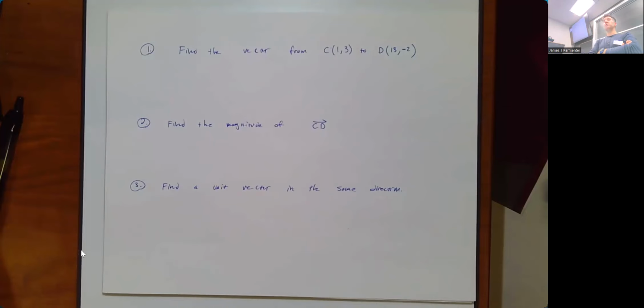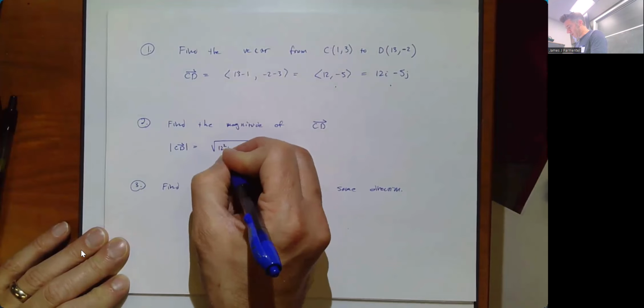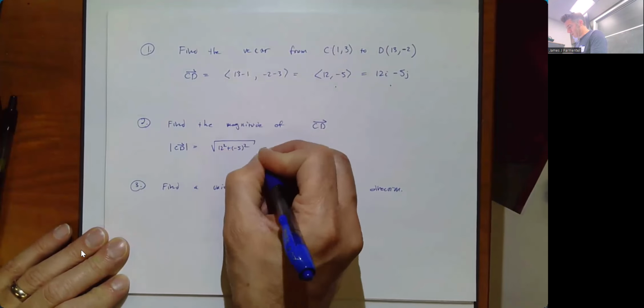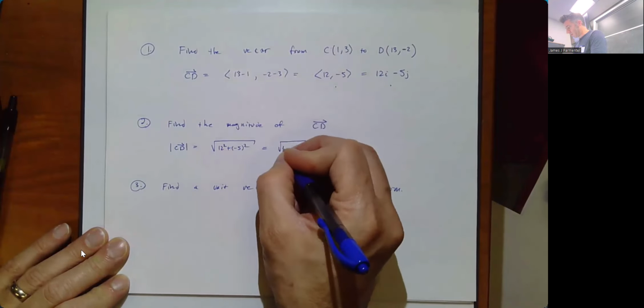So the magnitude of CD is going to be the square root of 12 squared plus -5 squared, which is the square root of 144 plus 25, which is the square root of 169, which is 13. The magnitude of a vector is always non-negative, right? You can't have a vector with a negative length. It's always a positive length. Square roots always give you positive numbers.